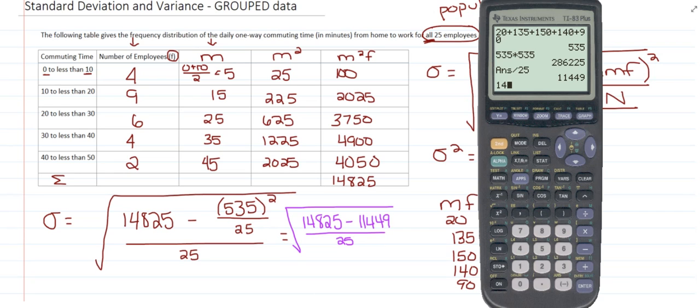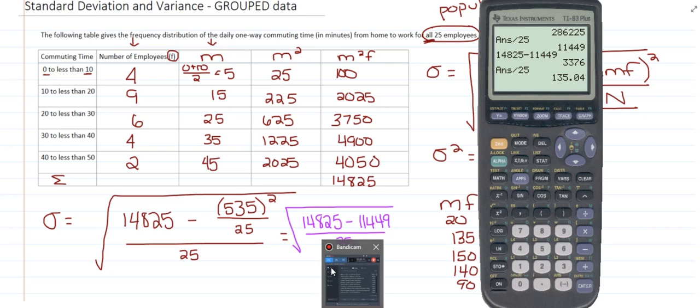14,825 minus 11,449. Nope, it was 11,449. There we go. We're going to do that, then we're going to divide by 25. So we get 135.04. That is not the square root, so that's the variance right there. Then we take the square root. So we want the square root of 135.04.